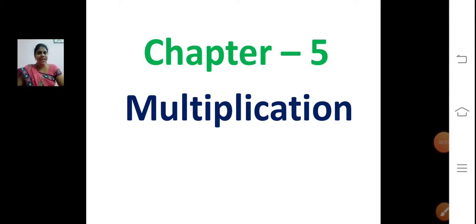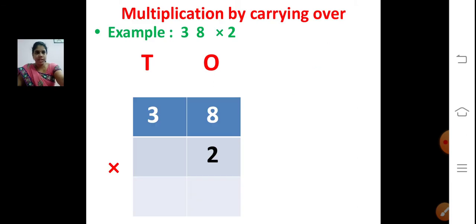In today's maths class, we are going to see multiplication by carryover method. Already I gave one example last class, right? Now we are going to do the sums on that. We'll see one more time the example of how to do multiplication by carrying over. So example: 38 into 2. We are going to multiply 38 into 2.